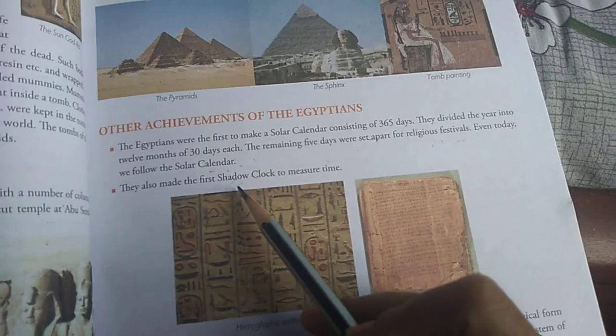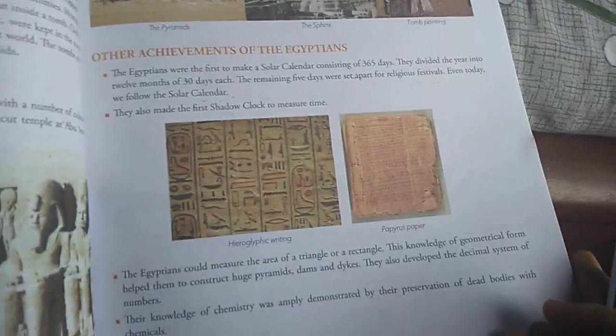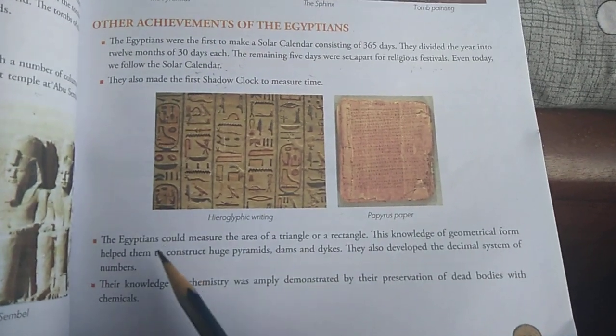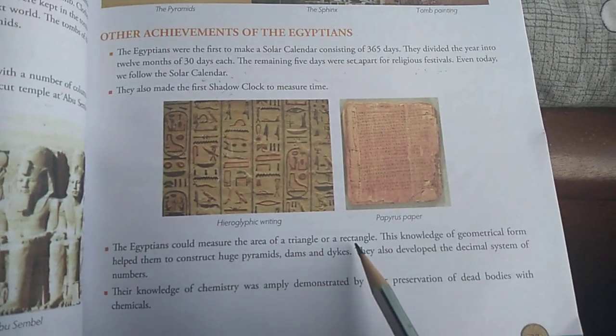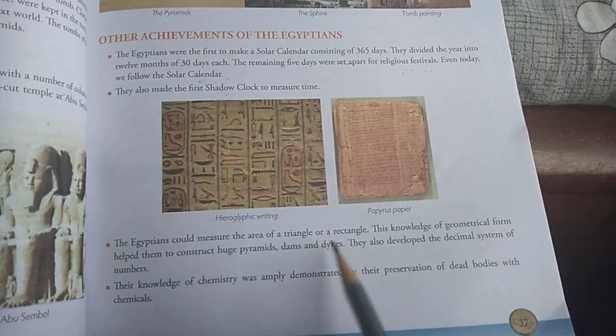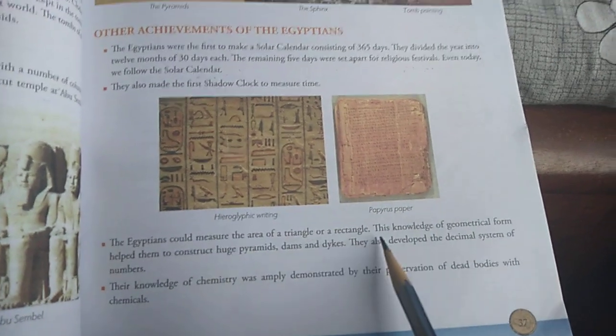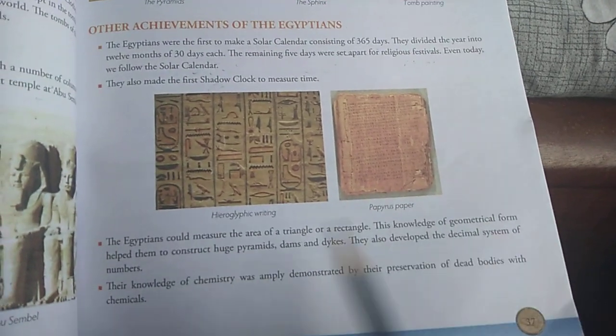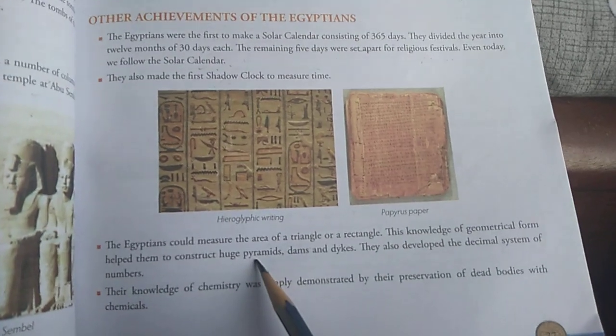They also made the first shadow clock to measure time. So that was how they used to find out the time. The Egyptians could measure the area of a triangle, and these are the achievements that they made. They were able to find out the area of a triangle and a rectangle. This knowledge of geometrical forms helped them to construct huge pyramids, dams, and dikes.